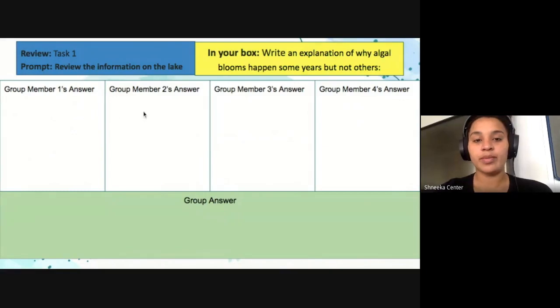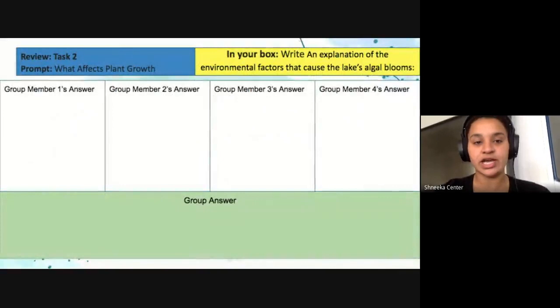When each group member has finished writing their answer, it's time to come up with a group answer. Remember to take similarities between all of the answers and include them in your group's answer. Once you're finished coming up with your group answer, it's time to move to the next task, task 2.